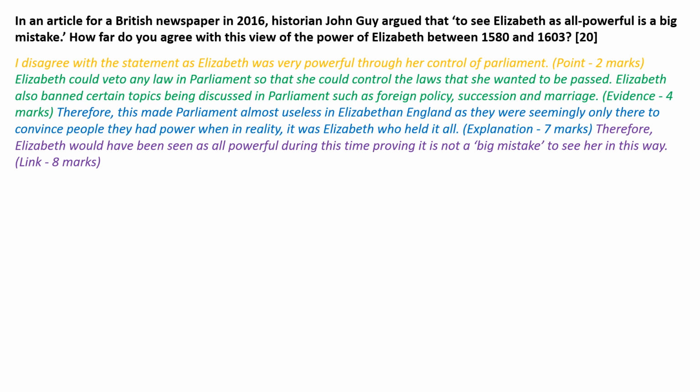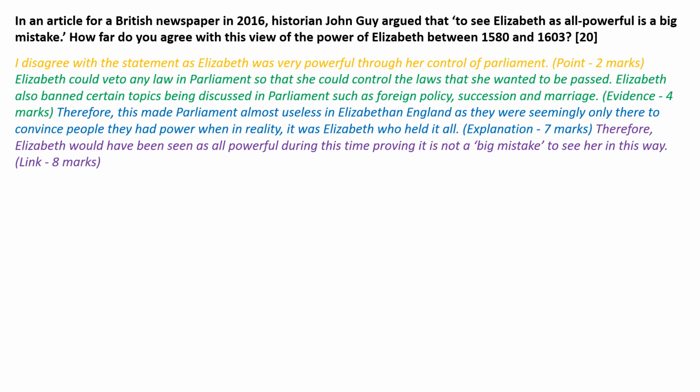2 marks. Elizabeth could veto any law in Parliament so that she could control the laws that she wanted to be passed. Elizabeth also banned certain topics being discussed in Parliament, such as foreign policy, succession and marriage. We've now got some specific evidence, and this would allow us to achieve 4 marks. So we've got specific evidence that supports the fact that she controlled Parliament.